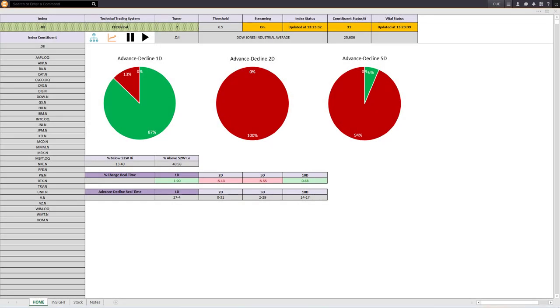This is Q Index, and I am analyzing Dow Jones Industrial Index, DJI, using Q Index. Q Index is used to analyze index for market level or index level analysis.